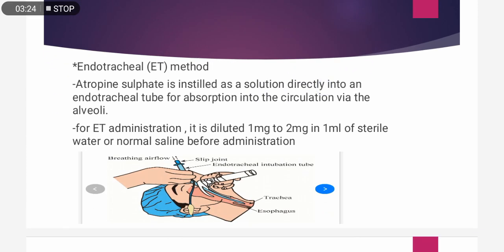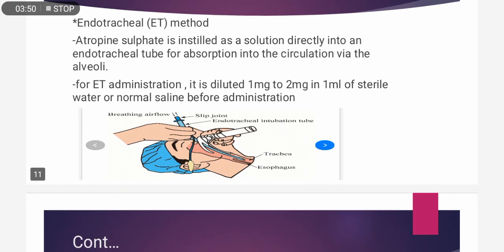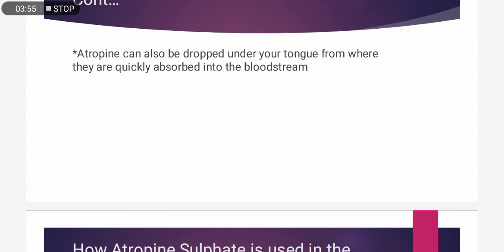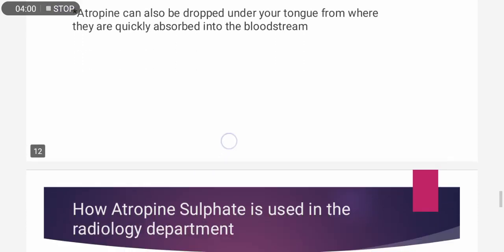Also, the fourth method is the endotracheal, that is the ET method. Atropine sulfate is instilled as a solution directly into an endotracheal tube for absorption into the circulation via alveoli. For ET administration, we have to note that it is diluted, that is 1 milligram to 2 milligram in 1 ml of sterile water or normal saline before administration. Lastly, atropine can be dropped under your tongue, from where it is quickly absorbed into the bloodstream.